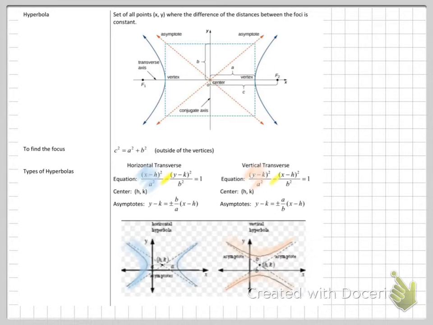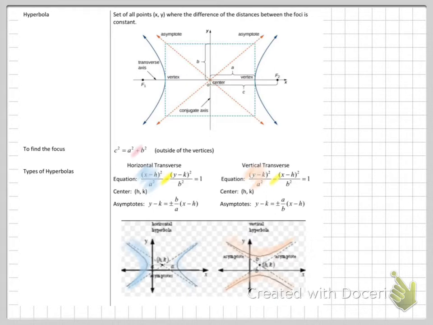The equation for focus. I tried to emphasize during the ellipse video that the equation for ellipses had a plus in the middle, and then your focus equation had a minus in the middle. So this is the opposite. The hyperbola equation has a minus in the middle, and your equation for the focus has a plus in the middle because it's further out.